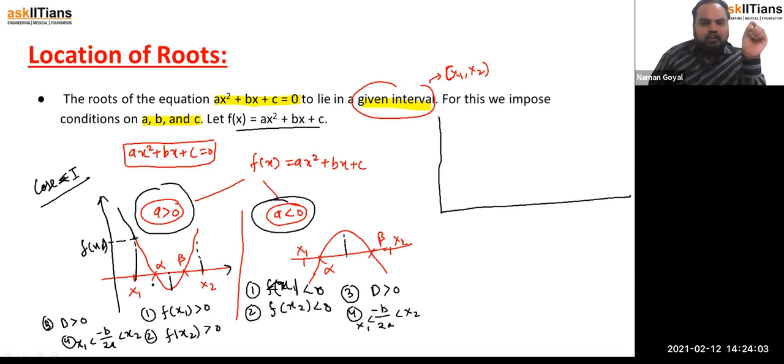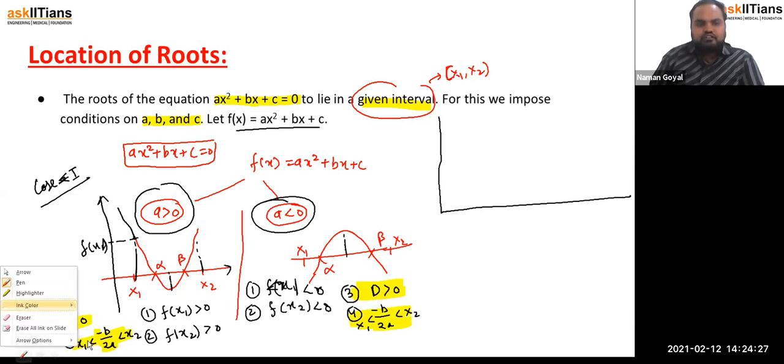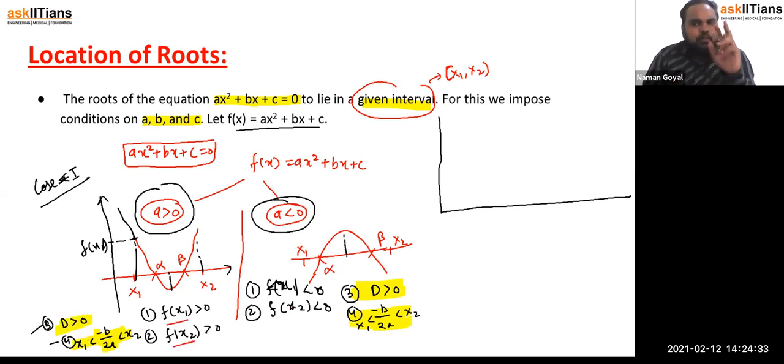First of all, tell me in these two cases, this condition and this condition are the same, right? Either it is positive or negative, right? Now, the main thing is what? The difference between the conditions is that f of x1 is positive and f of x2 is positive for the first case, f of x1 is negative and f of x2 is negative for the second case. Now tell me, if two quantities are positive, then their product must be positive.